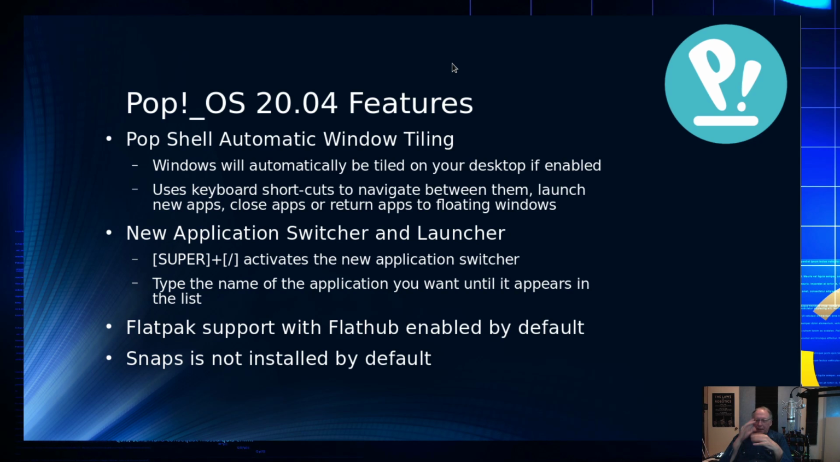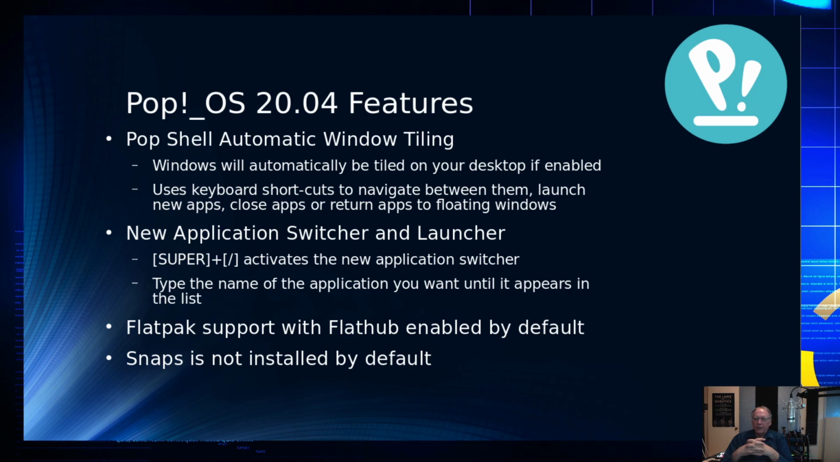The other thing they added was the ability to do shell automatic window tiling. And this kind of reminds me of Tilix a little bit, although it's a much improved version of Tilix. Windows will automatically be tiled on your desktop if they're enabled. So it uses keyboard shortcuts to move and navigate between them, but you can basically tile up and keep your windows organized rather than have them floating on top of each other and then losing them and then trying to figure out where they went. And we'll take a look at that today.